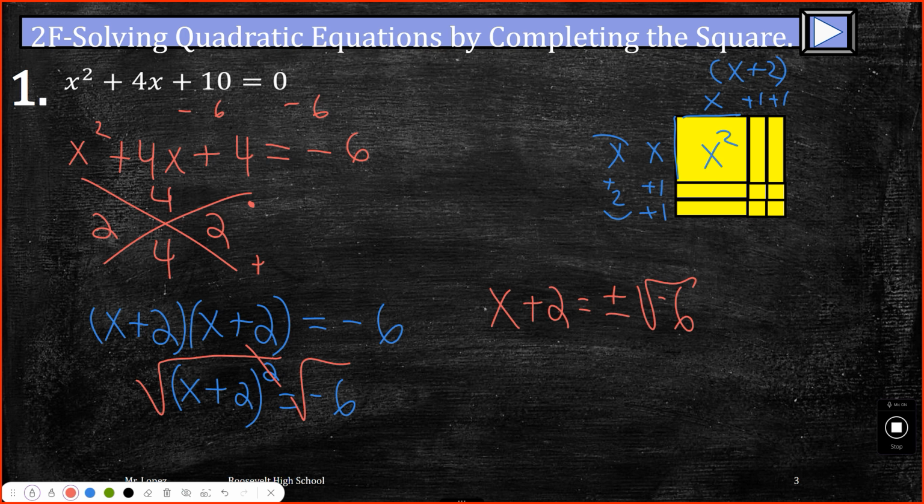Leave that alone. Don't worry about that square root of negative 6. How do I get the x by itself finally? Subtract 2. So x is going to equal negative 2 plus or minus square root of negative 6. That is the answer to this. So we're getting to more complicated solutions here of quadratics, and completing the square is one of the ways to solve these complicated equations.